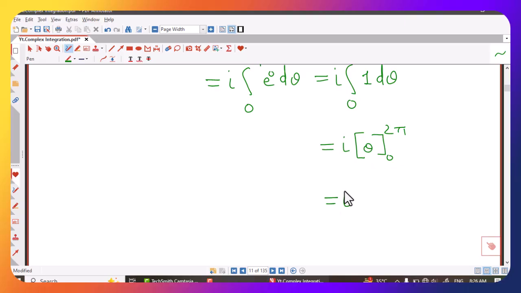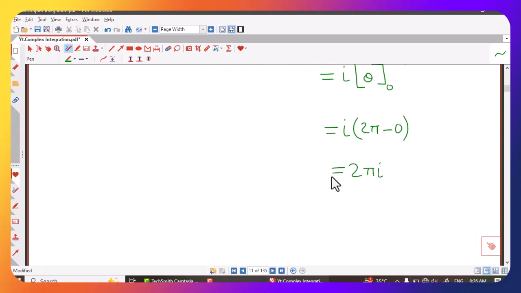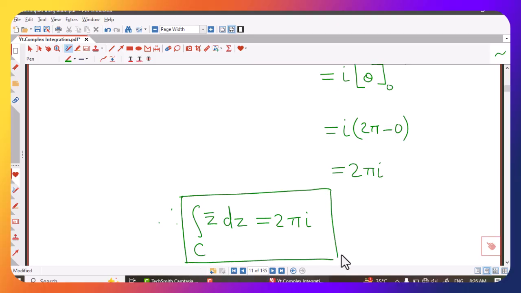So first we put theta equal to 2 pi, minus the lower limit theta equal to 0. So we obtain 2 pi into i. Therefore the integral of the function z bar along the unit circle is 2 pi times i. This is the value of the given integral.